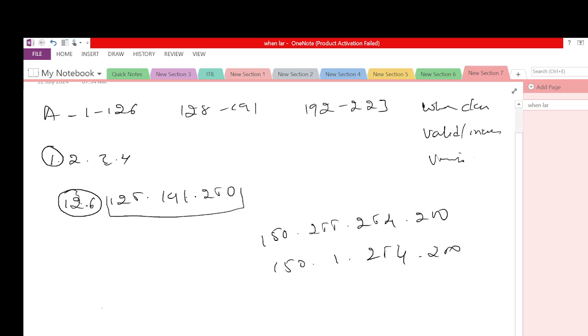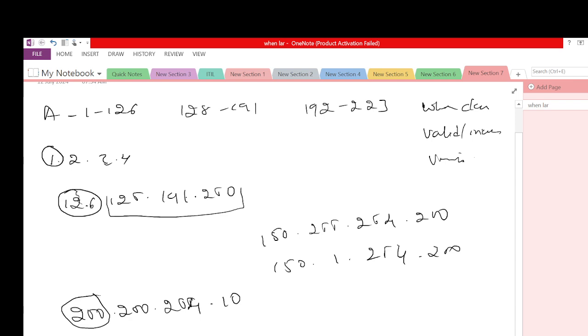One more. 200.200.254.10. Which IP address is it? Class C. Valid. It's a Class C valid IP version 4. Okay, so just look for the first octet and see what class this belongs to.